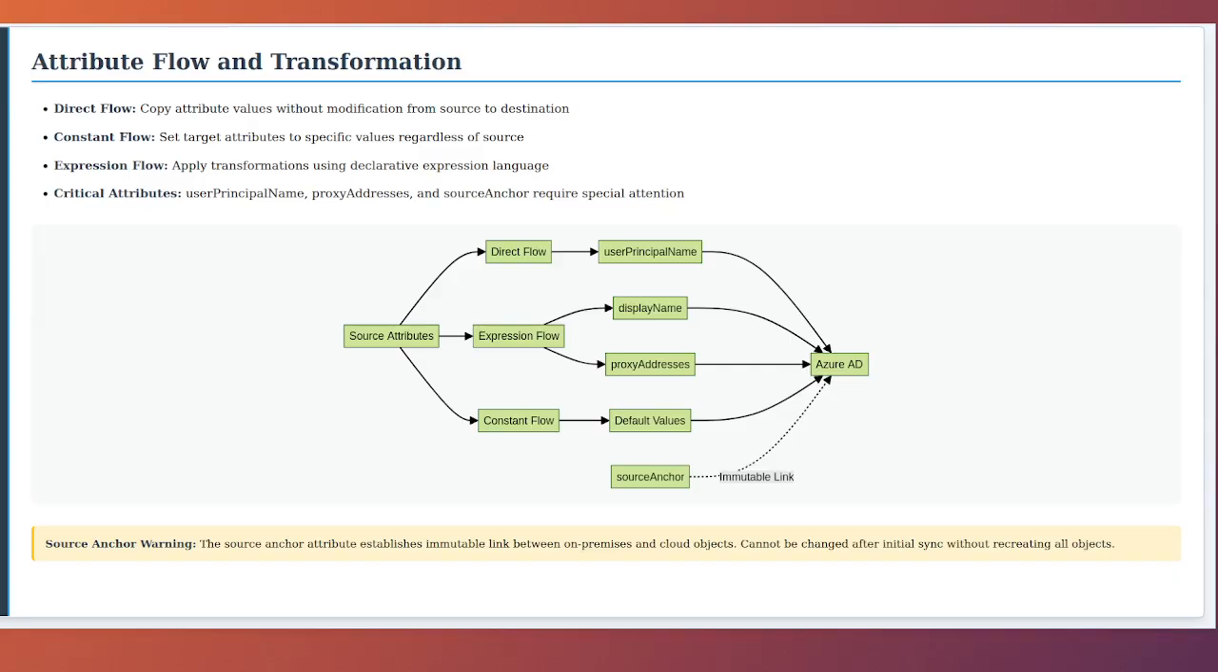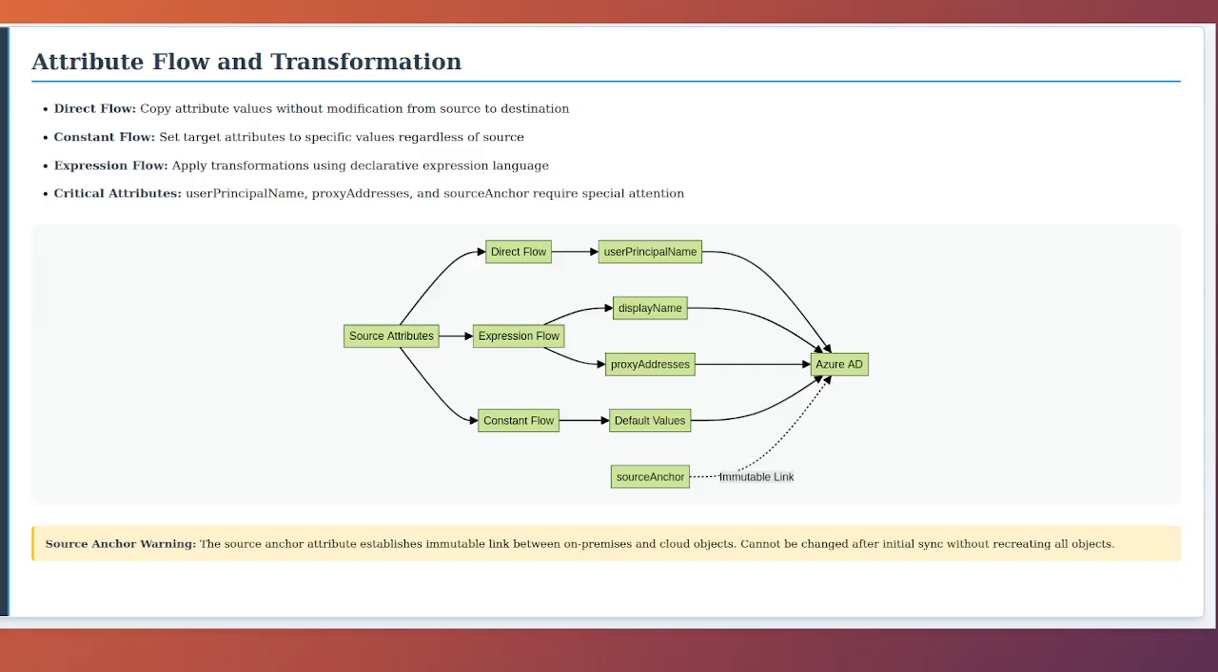Direct flows simply copy an attribute value from source to destination without modification. Constant flows set a target attribute to a specific value regardless of the source attribute value. This is useful for setting default values or flags that differentiate synchronized objects. Expression flows apply transformations using a declarative expression language that supports string manipulation, conditional logic, and mathematical operations. For example, you might use an expression to construct a user's display name by concatenating first name, middle initial, and last name with proper formatting and spacing.